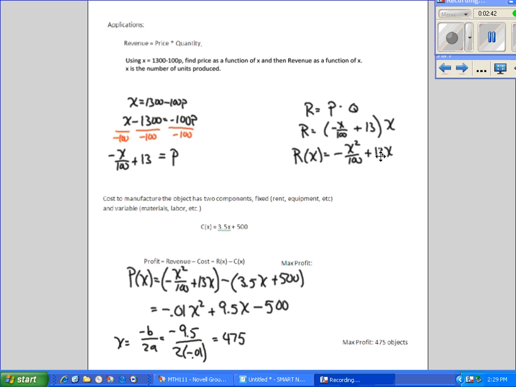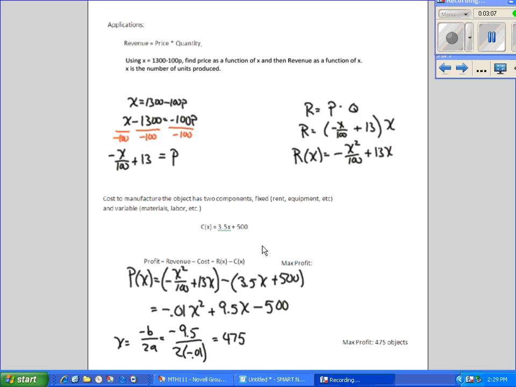And then just take the example a little bit further. The cost to manufacture an object has two components, the fixed and the variable. So the fixed cost would be the $500. It might be things like rent, equipment, etc. that we have to pay the set amount no matter how much we manufacture. Whereas the 3.5x, this would be how much per object we have to put into the object in order to manufacture it.